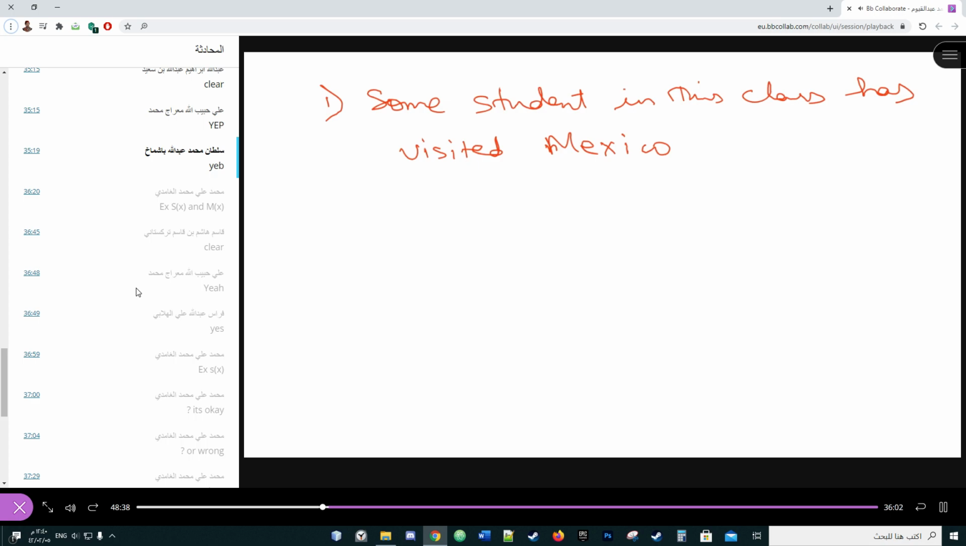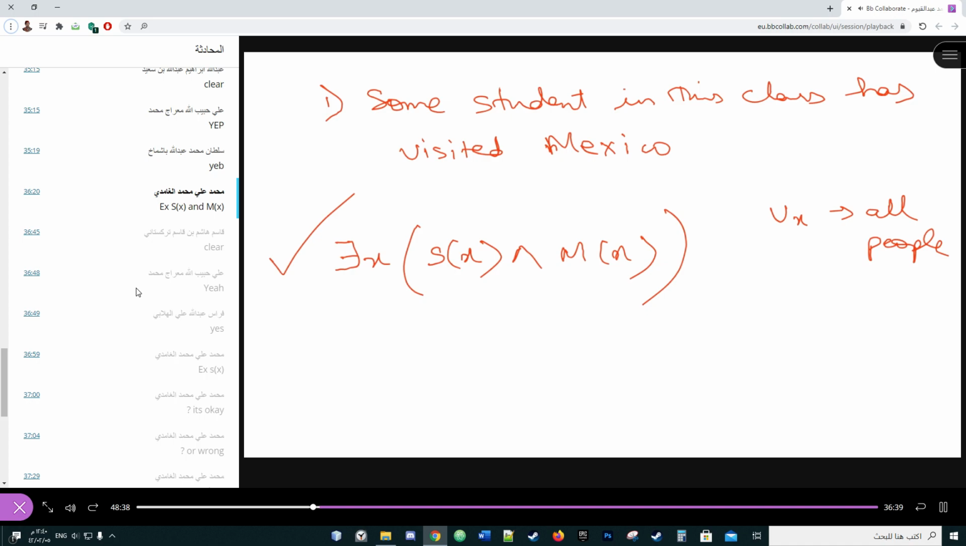Number one, for some, we need this symbol. And if we are using some, we need the and symbol, just to make sure. Then how do we go about doing it? Some student in this class. So we have to make sure that that person, let's say the domain X is all people in the world. Okay, so I have to make sure that he is in this class. So X is a student in this class and X has visited Mexico. That's all.